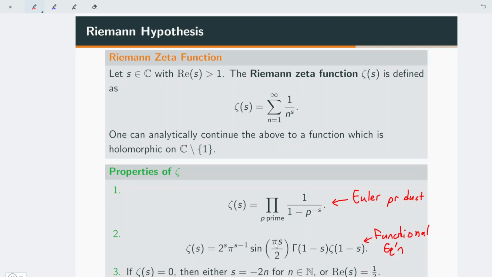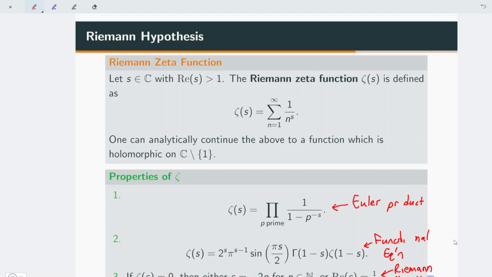In particular, if s is a negative even integer, so minus 2n for some integer n, then this is trivially 0. So those are called the trivial zeros of the zeta function. Otherwise, it's been conjectured that all the zeros of the zeta function, besides those trivial ones, have real part equal to a half, so this is called the Riemann hypothesis. So I put it in properties, but it's actually not been proved. Probably one of the most famous unsolved problems in math at the moment.